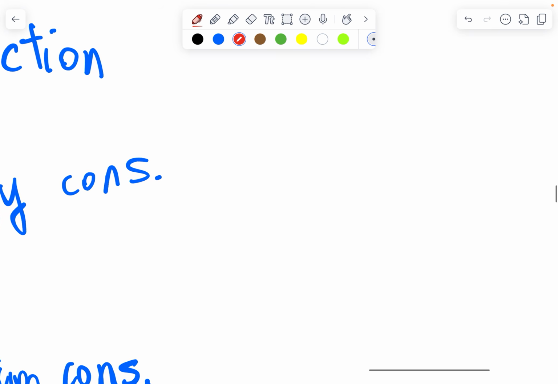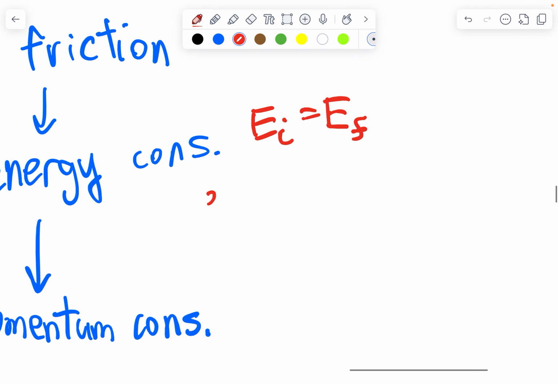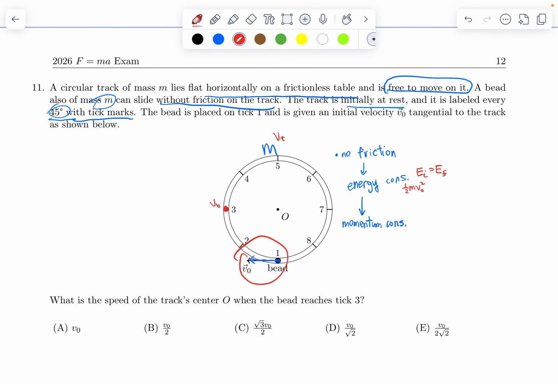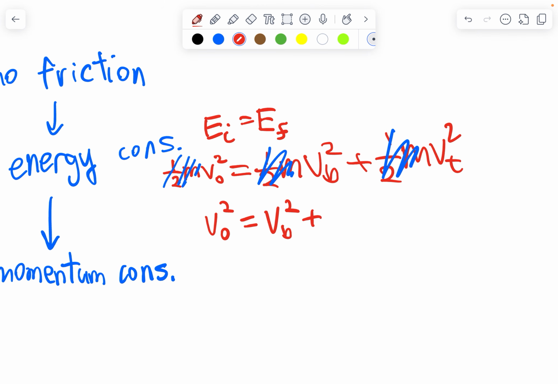Now, first of all, for energy conservation, E initial equals E final. And it's only kinetic energy, so E initial is going to be 1/2 m v naught squared, because initially only the bead is moving. And it's going to be equal to 1/2 m v bead squared plus 1/2 m v track squared. Okay, and since they have the same mass, these get canceled out. And so v naught squared equals vb squared plus vt squared.